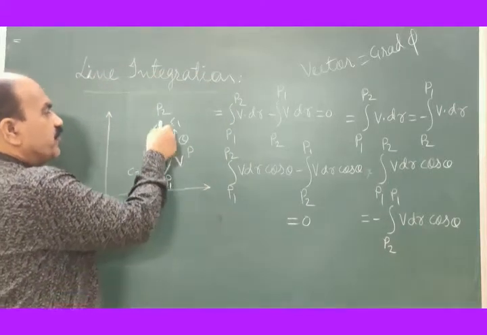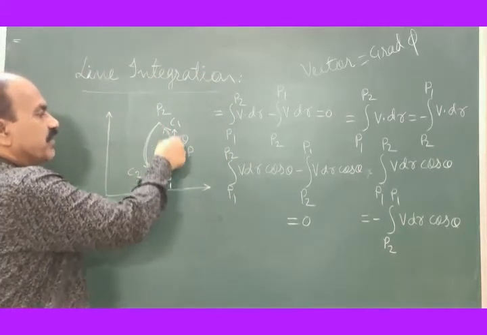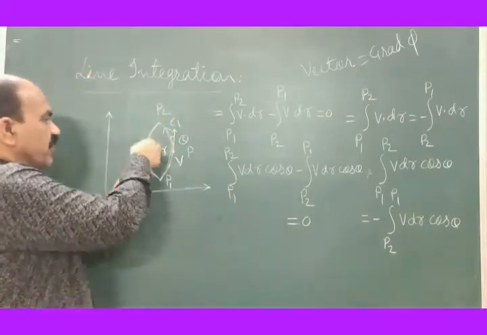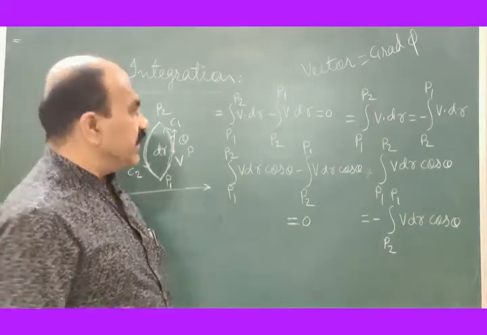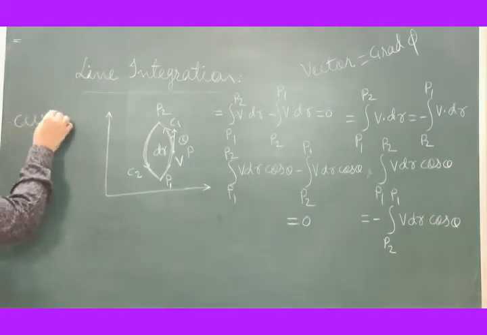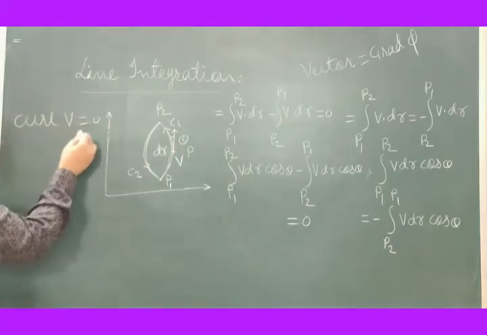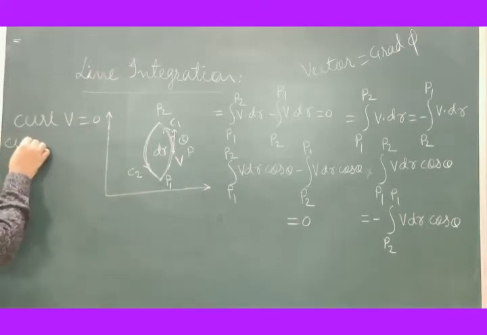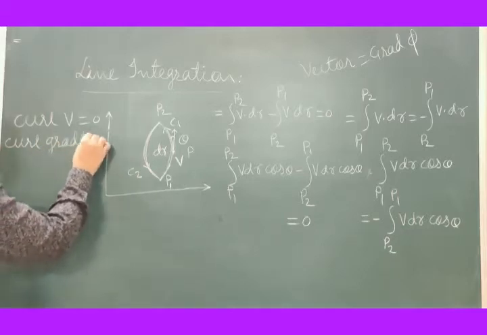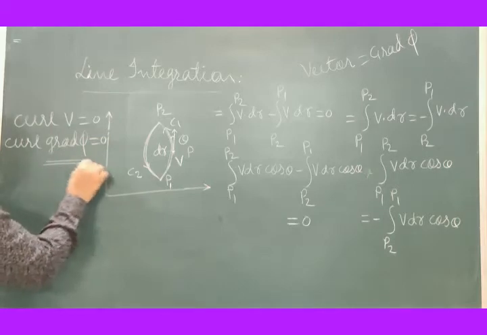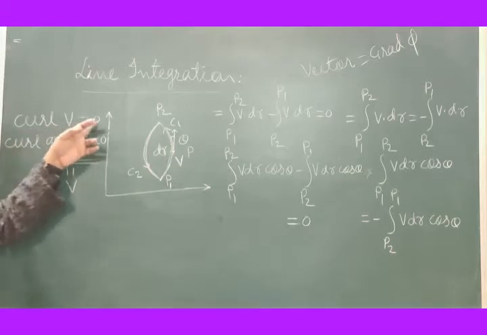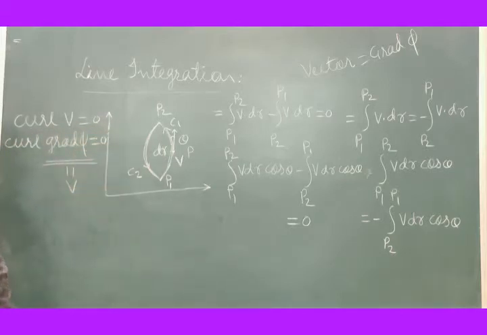We are moving from P1 to P2, then back from P2 to P1. It is a curl, rotation of a vector. It may be represented by curl, and if we represent this by curl, curl of vector V is 0. It is nothing but curl of grad of phi is equal to 0, where this grad phi is V. Curl of V is 0 for conservative vector fields.